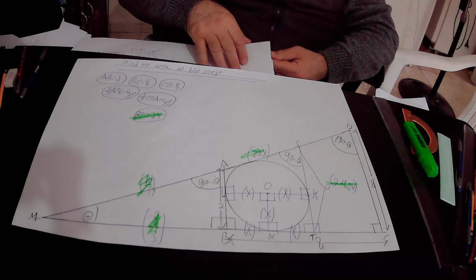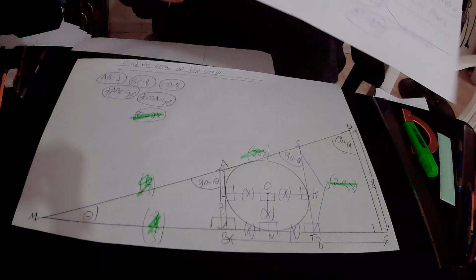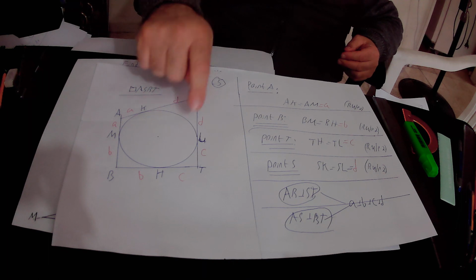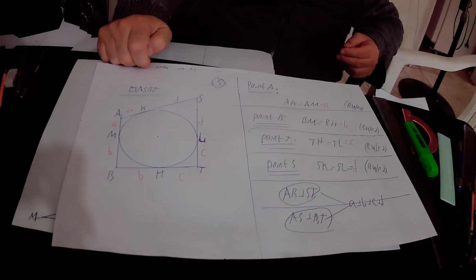This is actually quadrilateral ASBT that I copied from the original drawing with the circle that is inscribed inside it. Here we implement rule 2.